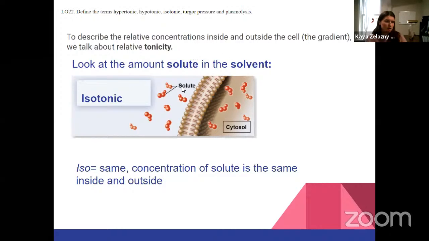When something is isotonic, this prefix iso means the same. So a cell that is in an isotonic environment has the same concentration of the solute outside as it has inside. If we look at how these are spaced, they're spaced pretty evenly outside versus inside. So that is an isotonic solution because it's the same as the inside of our cell.